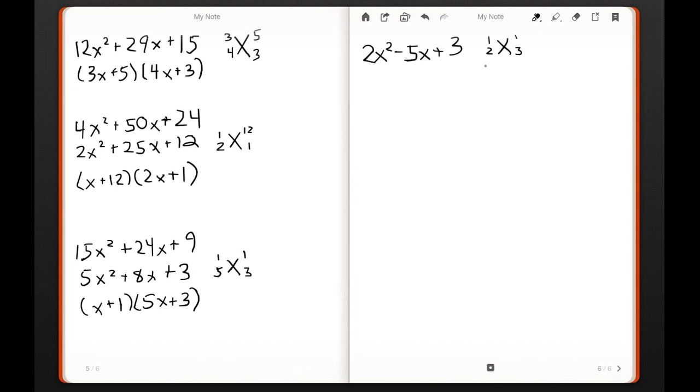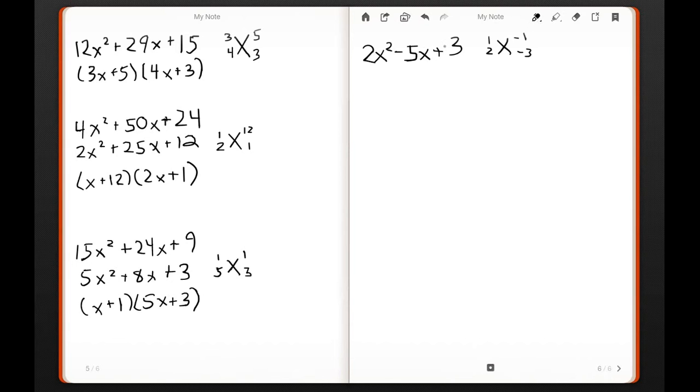But the problem is it's a positive 5, not a negative 5. So how do we get to a negative 5? Well, watch this. It's actually pretty simple. Instead of having 1 and 3 here, we do negative 1 and negative 3. Now, when we multiply across, it'll be 1 times negative 3 is negative 3. 2 times negative 1 is negative 2. And negative 3 plus negative 2 is negative 5.